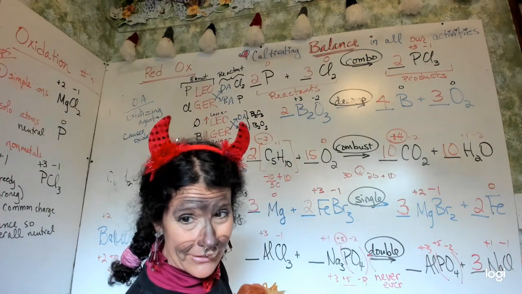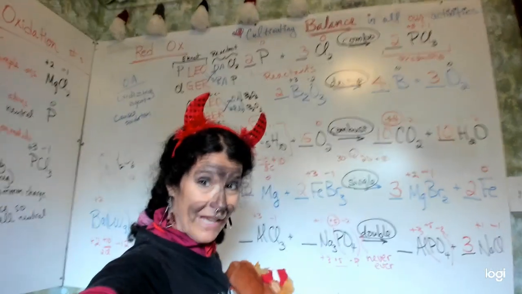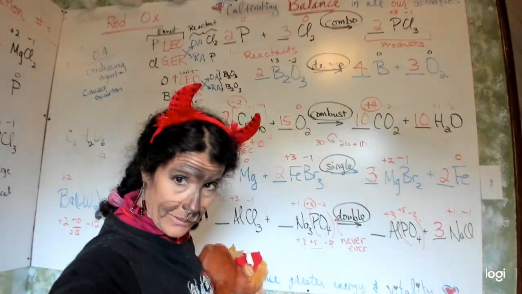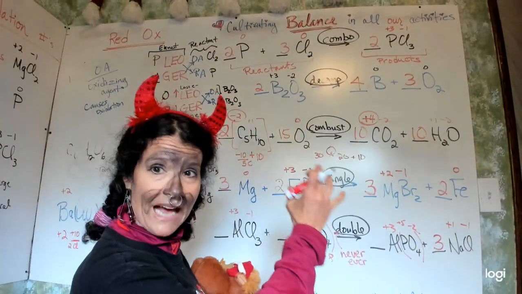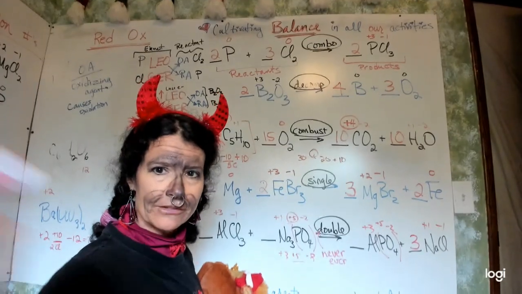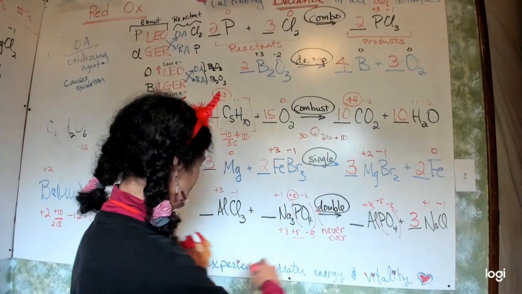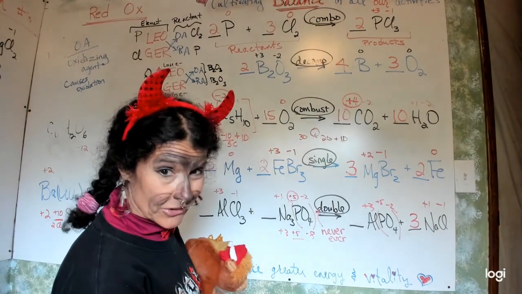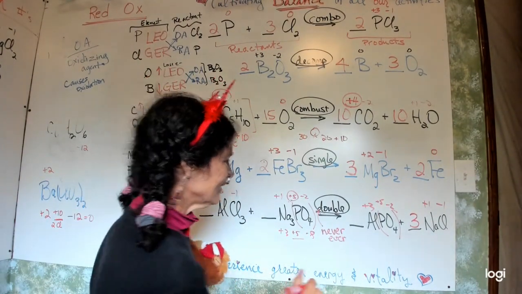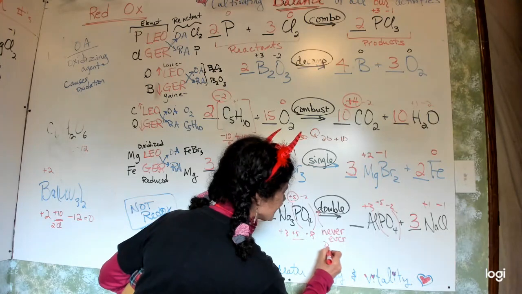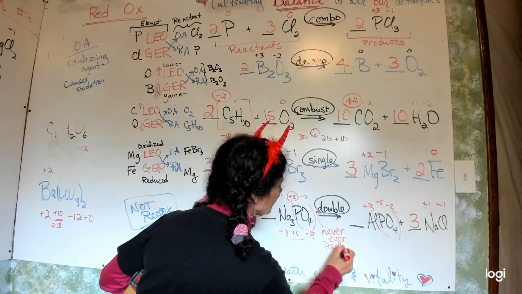Let's see the whole board. But these are never ever red ox. The double troubles, they're always the blue oxes.